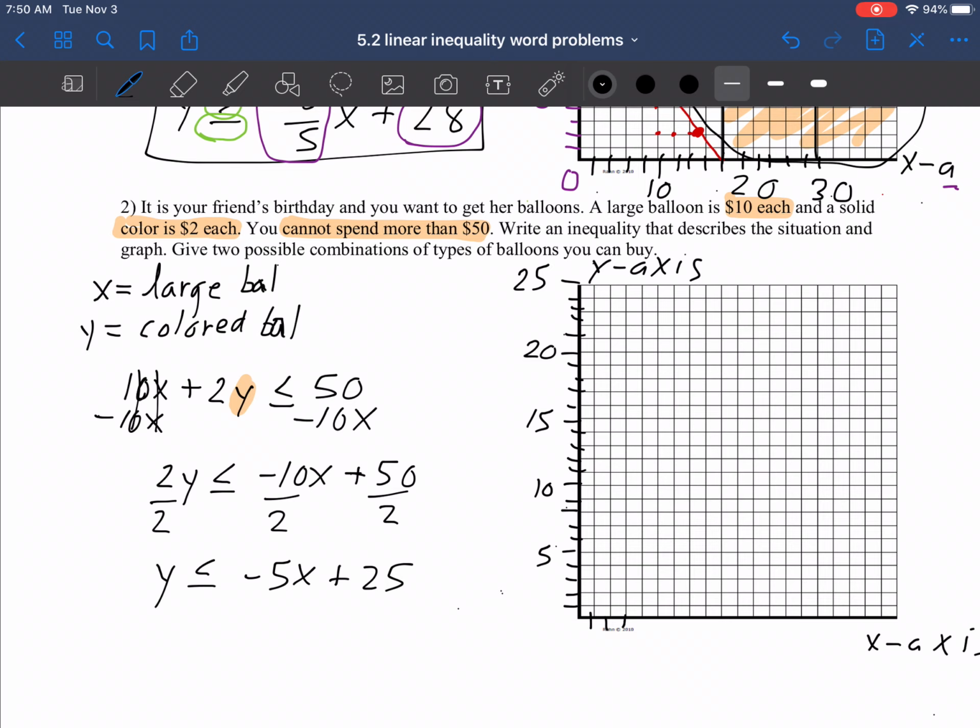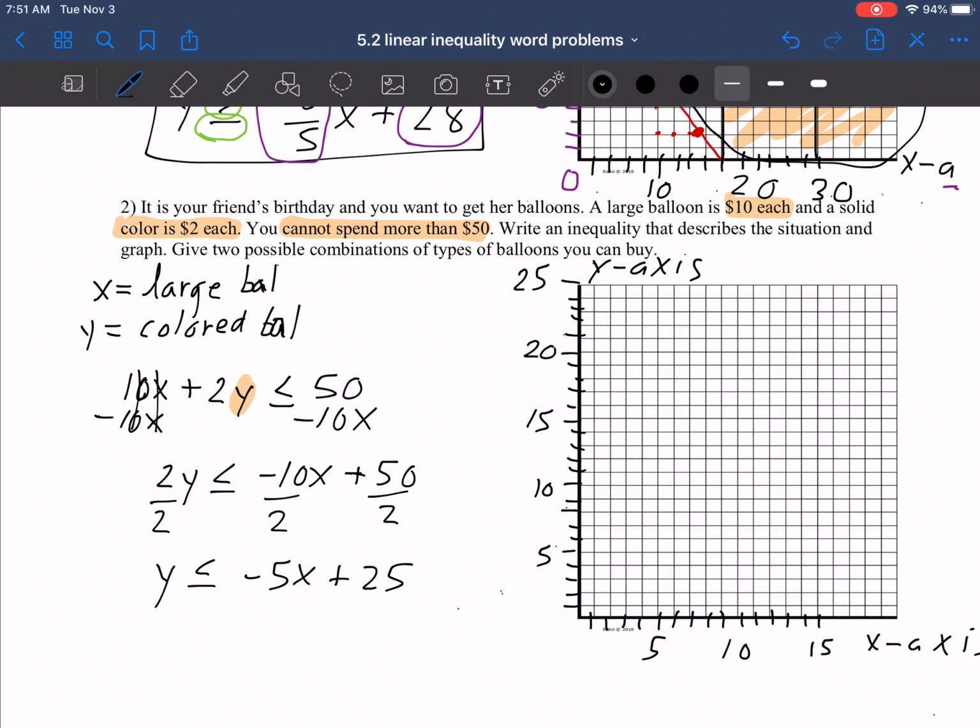1, 2, 3, 4, 5, 6, 7, 8, 9, 10, 11, 12, 13, 14, 15. That should be plenty, just because you're going to rise and run anyways, and your run is only 1, so you can just go that far if you'd like.